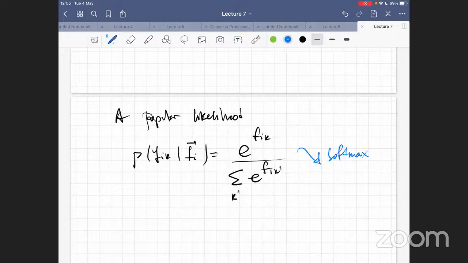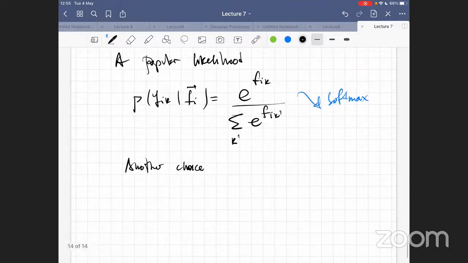However, this is not the unique choice. This is not the only choice. So another choice, which is a bit more drastic, and it's not smooth, but it gives good results, is the following.